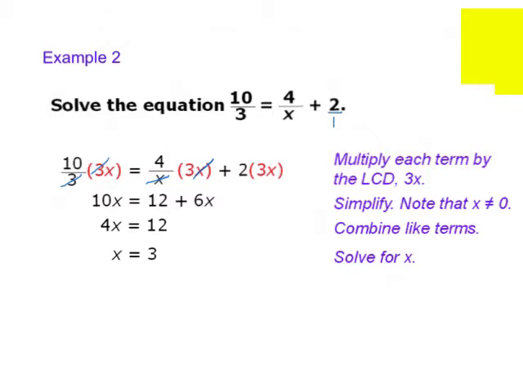Now, make sure you check it to find out if it works. So, you're going to take this, and you're going to plug in that 3 for x right there. So, plug in a 3 right there, so you have 10 thirds. Does that equal 4 thirds plus 2 over 1? Well, let's see. This gives me 6 over 3. And adding that together, that gives me 10 thirds. So, yep, it checks. And remember, since you solved it, and it did work, put your answer in set builder notation.